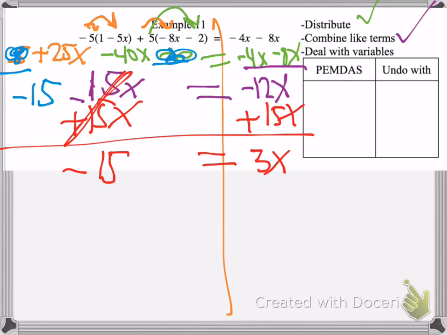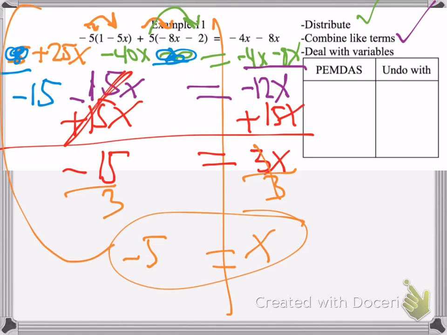And now to undo that, I'm going to try and get my x by itself. I'm isolating it. Divide by 3, divide by 3. Negative 15 divided by 3 is negative 5, and we get x. X equals negative 5. We can plug that back into that madness and double check. That would be the best way to go.